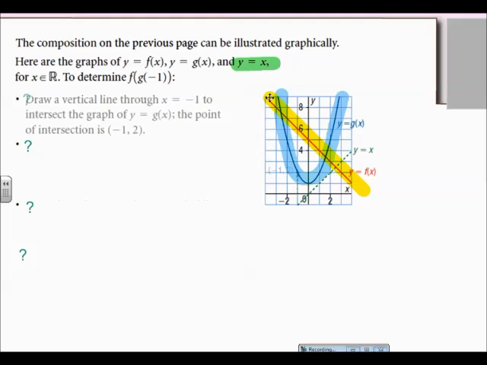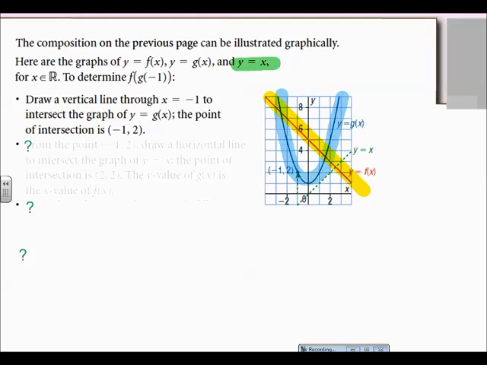So first thing you want to do, draw a vertical line through x equals negative 1, up to there. Find the intersection with g, because g was the inside function. We start on the inside. And we find where does it intersect. And it intersects right here, at negative 1, comma 2.